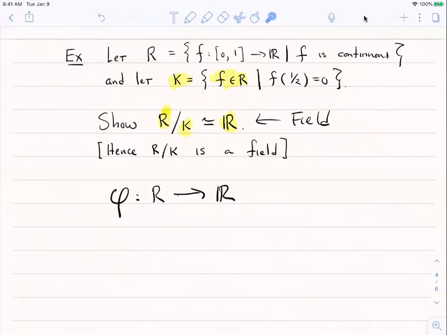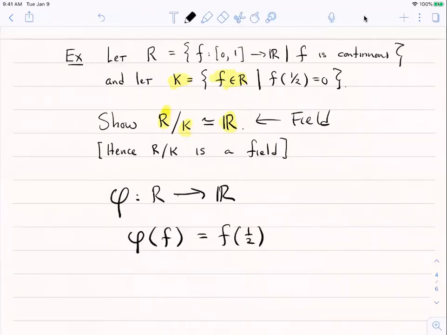I'll bet you can guess what this function phi should do. I should just take phi of a function. What number should I assign to it? Well, how about the value of that function at 1/2? Is that what you were thinking? I bet it's what you were thinking. This is a little bit optimistic thinking. I'm not typically an optimistic person, but I can't think of anything else. And let's just hope it works.